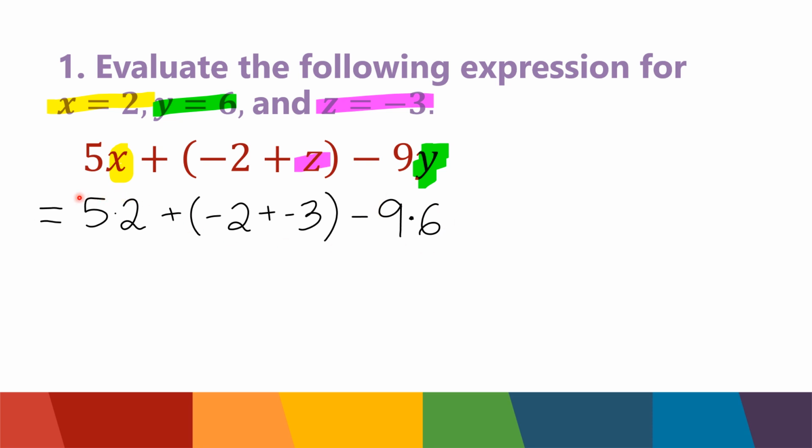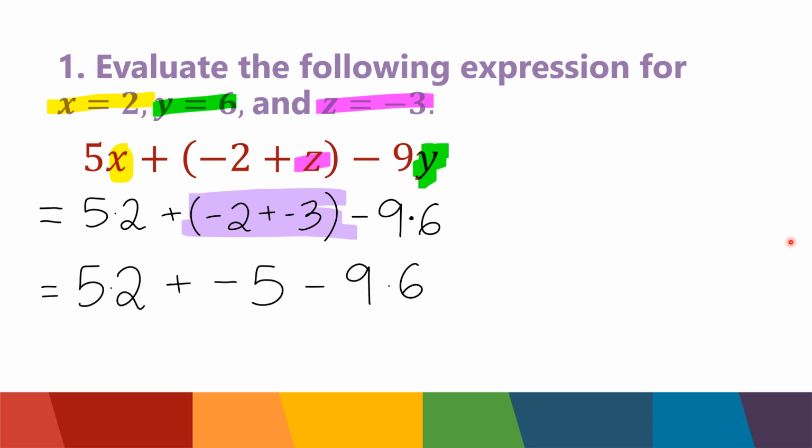All right, cool. So now we've just got to do order of operations. We're going to do inside the parentheses first, or inside the grouping symbol. -2 plus -3 is -5. Now I'm going to do my multiplication. 5 times 2 is 10. I'm just going to drop that down. So plus a negative 5 becomes a minus 5. And then negative 9 times 6 is negative 54.